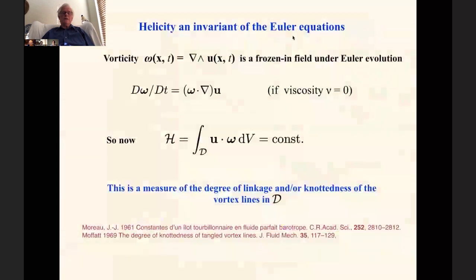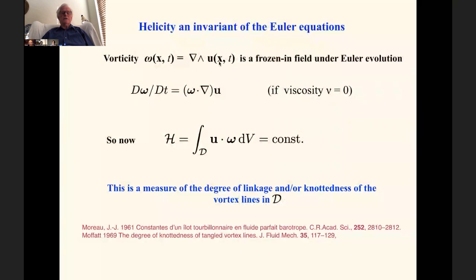Now, it's also, as I've mentioned, an invariant of the Euler equations. Here, vorticity is the curl, and it's the frozen-in field. Euler evolution, if viscosity is 0. So now H, the integral of u dot omega, is constant. It's a measure of the degree of linkage and or knottedness of the vortex lines in the domain D. Now, omega dot n has to be 0 on the surface. And these are two relevant references.